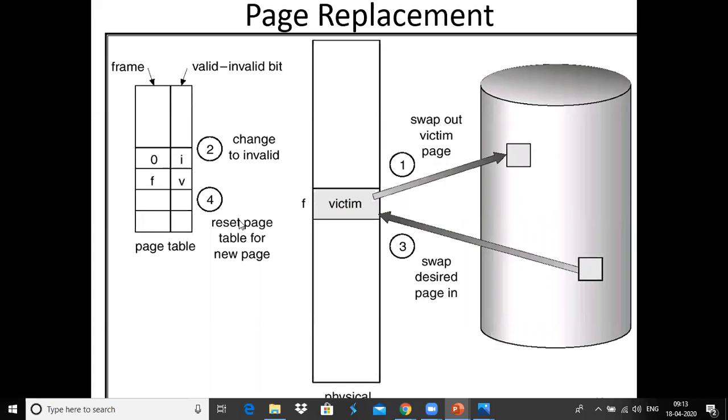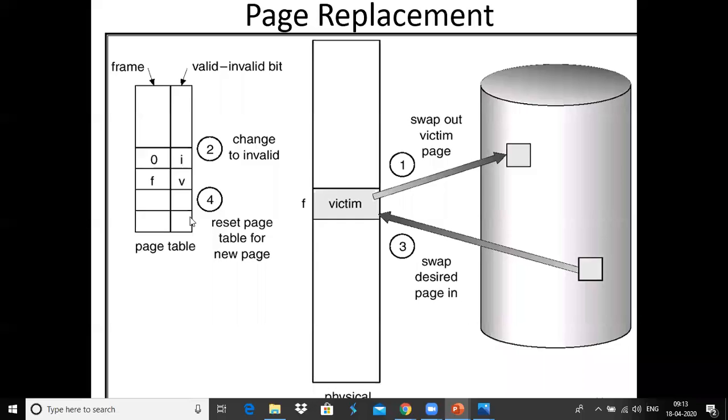Suppose page number 0 does not exist in the physical memory and memory is already filled. Then we apply the page replacement algorithm. Based on the page replacement algorithm, we will swap one page out to the logical address space and we will bring the desired page, meaning page number 0, into the physical memory.